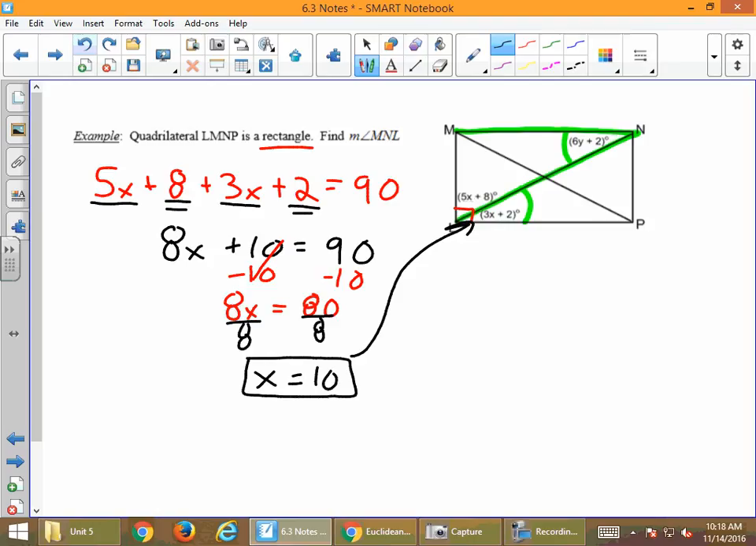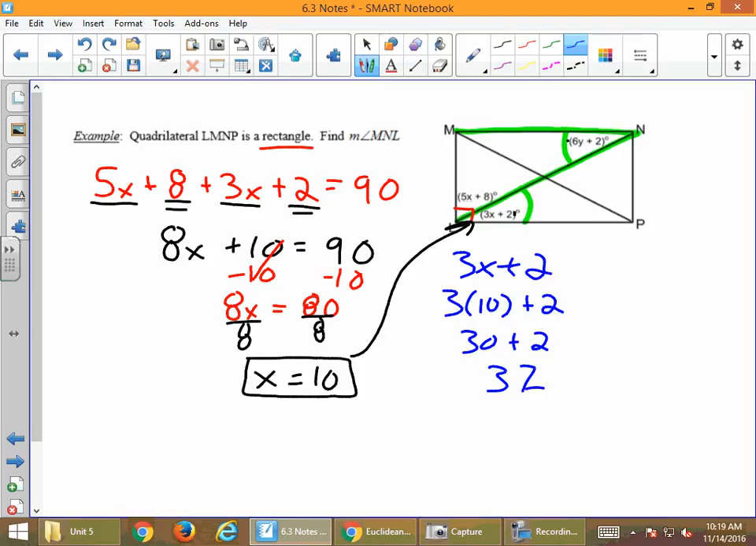So let's figure out this angle. What this angle is at 3x plus 2, and then we'll know what that angle is. All right, let's go for it. So my angle is 3x plus 2. That's a plus, by the way. So 3x plus 2, figure out what that is. Well, I know that the x is a 10. So I'm going to do 3 times 10 plus 2. 3 times 10 gives me a 30 plus 2. So 30 plus 2 gives me a 32.